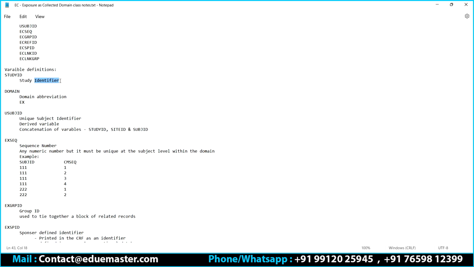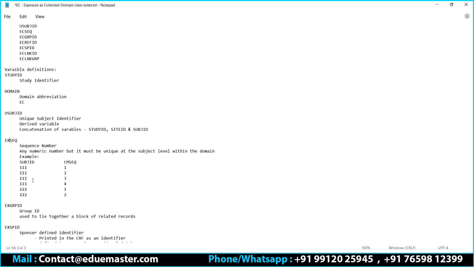Sponsor is the one who is going to view this particular one. So your domain, which is going to be a 2-character abbreviation for your domain. In our case, it is going to be EC. Unique subject identifier, again the same stuff, a universal one. It is going to be a combination of 3 variables: study ID, site ID, and the subject ID.